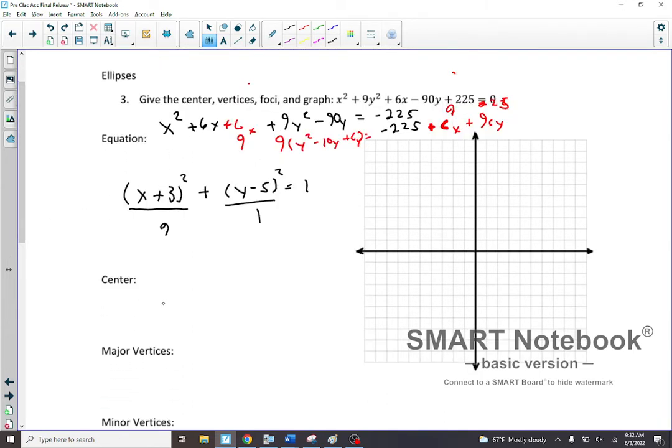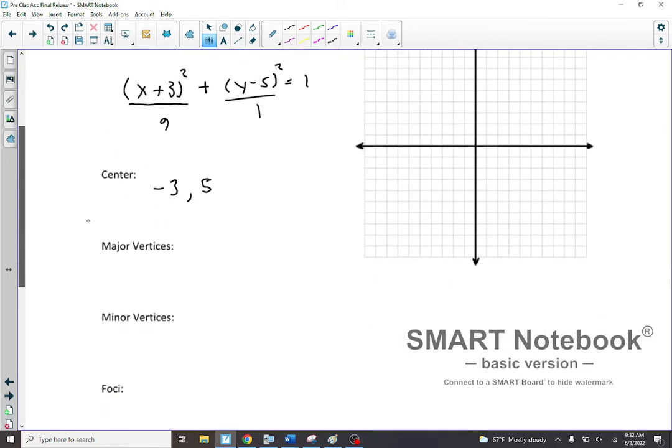So what's the center? X is negative 3. Y is positive 5. The major vertex is based off the biggest one, which is the x in this case. So the a value is the square root of here. So that's going to be plus or minus 3. And it's going to affect the x value. So it's going to be 0, 5 and -6, 5.